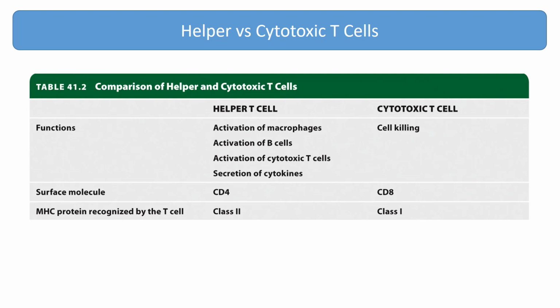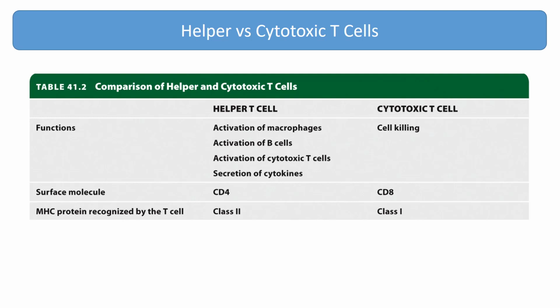There are two major subpopulations of T cells, helper T cells and cytotoxic T cells. Helper T cells help other cells of the immune system by secreting cytokines. One of their key roles is to activate B cells to secrete antibodies. They also activate macrophages, cytotoxic T cells, and other cells of the immune system.